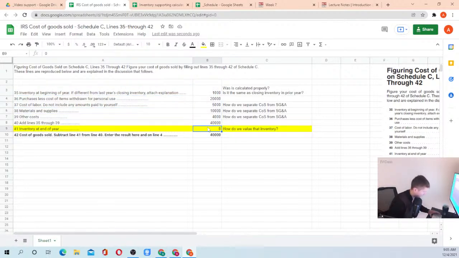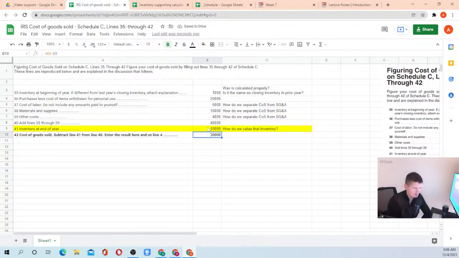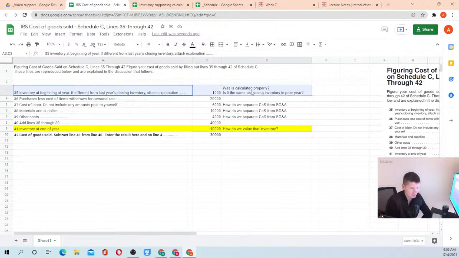So the bigger ending inventory we have, the less our cost of goods sold are, and the better our profit is. The less inventory at the year end, the more our cost of goods sold are. So what challenges do we have here? Of course, the first challenge is in the first line. Was the opening inventory correct? And if not, what to do about that?